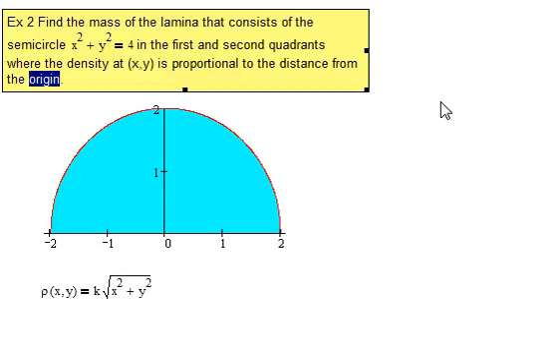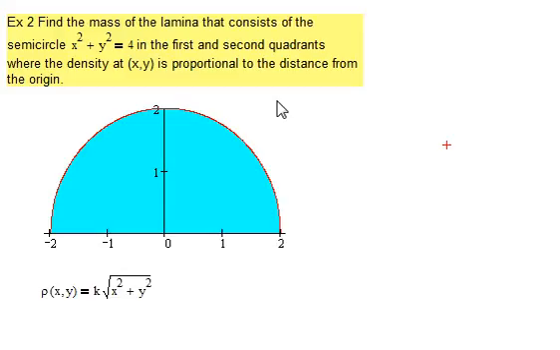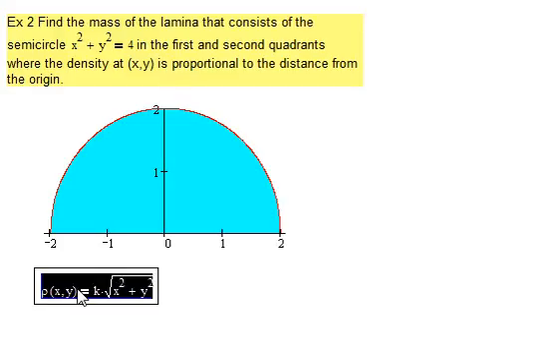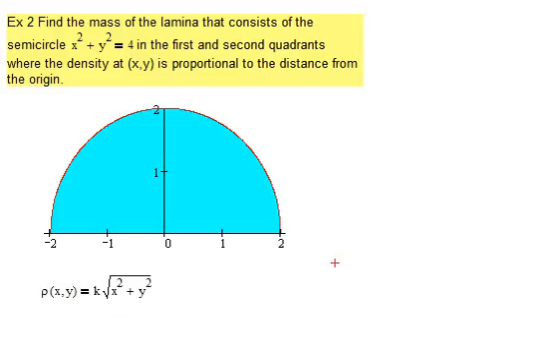Now when you say distance from the origin, if I have a point (x, y), let's say right here, how far is that point from the origin? You'd say, well, it's the square root of x squared plus y squared, from the Pythagorean theorem. So our density function is k times the square root of x squared plus y squared.